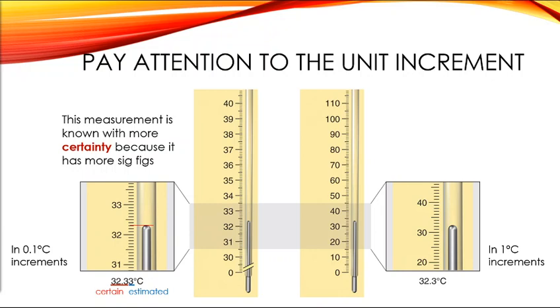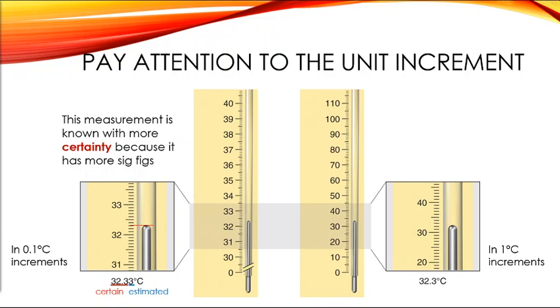And so, kind of a side note here, if that line were directly on that 32.3, you would still have to tell me an estimated digit. And so you would write that as 32.30, because again, if you were to write it out as just 32.3, then you would be doing something similar to the instrument on the right-hand side.